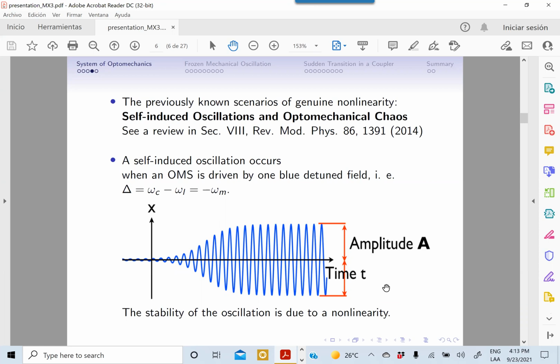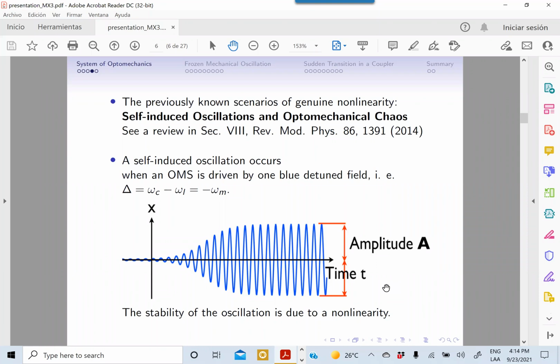Okay, what is self-induced oscillation? Self-induced oscillation can be realized when the external drive is blue-detuned. Actually, in most research, people use the blue-detuned field by the amount of the mechanical frequency. It means that our pump field frequency is higher than the cavity frequency by the mechanical frequency. So it has such a detuning, minus omega m.